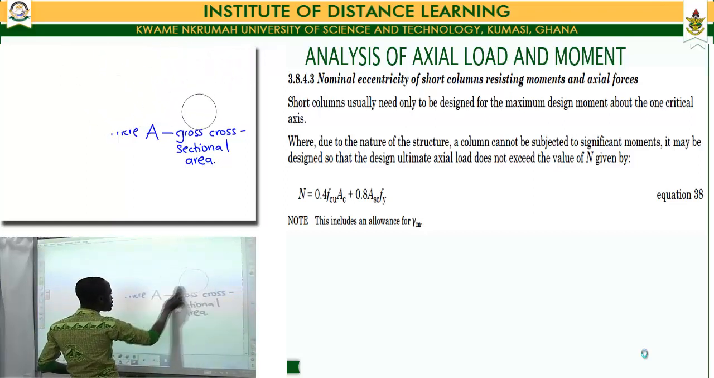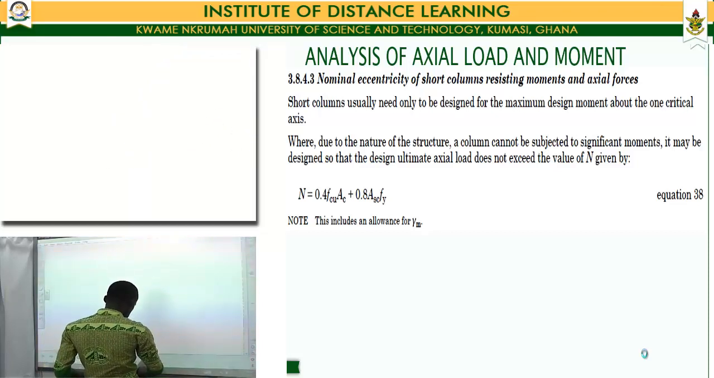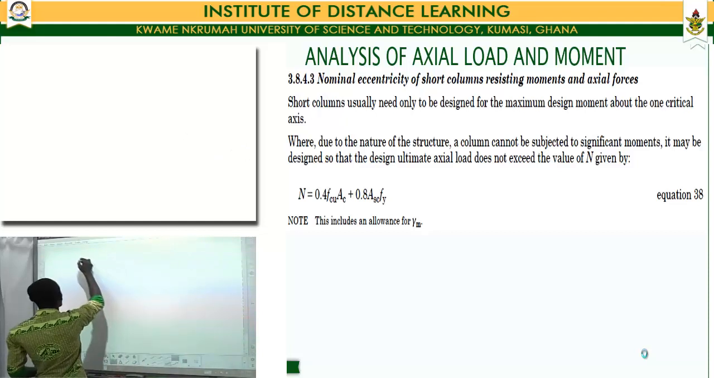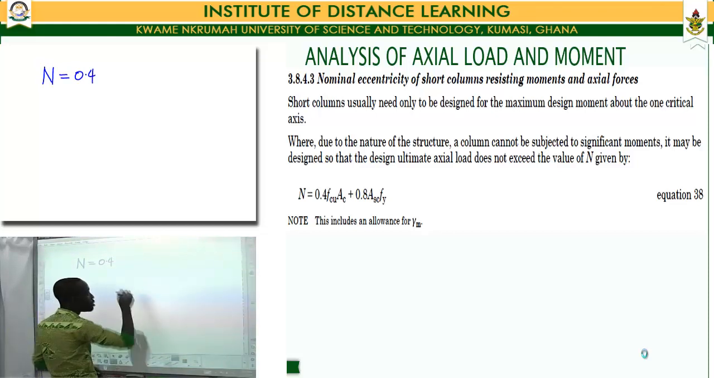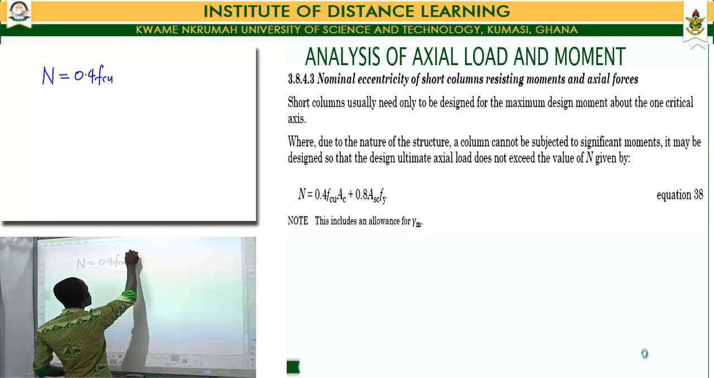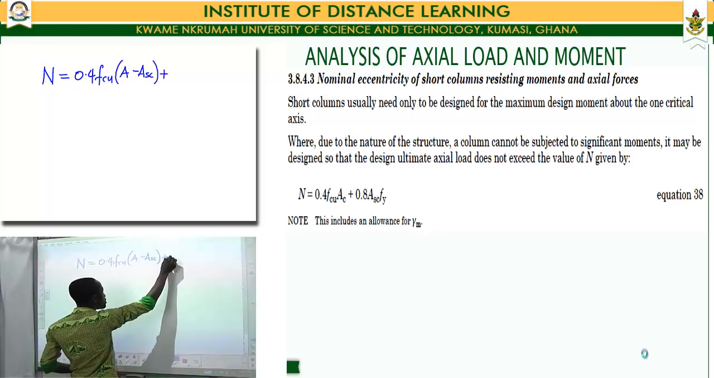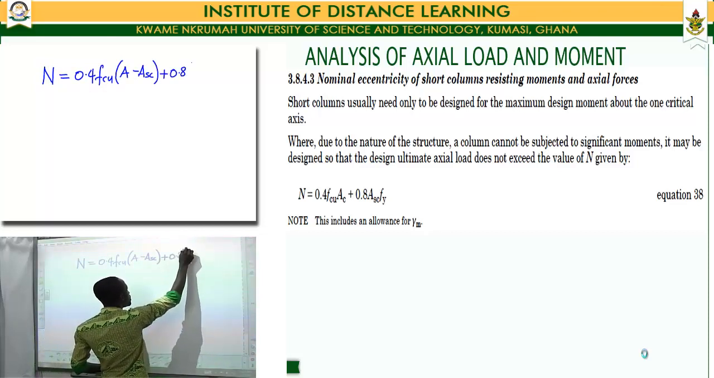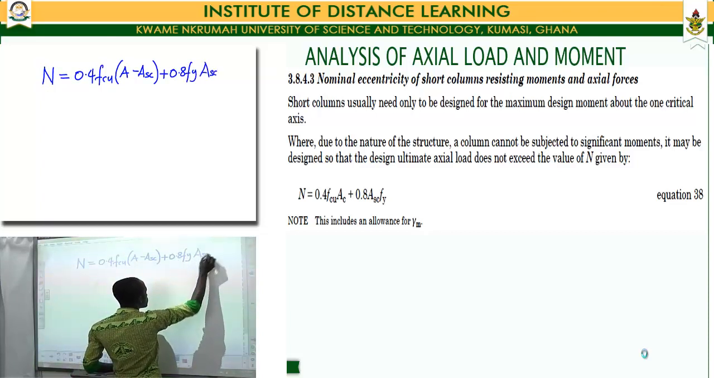Now if we take our AC as being equal to A minus ASC, then it means that our axial load capacity of the column can now be rewritten as N equals 0.4 FCU into bracket A minus ASC, plus 0.8 FY ASC.